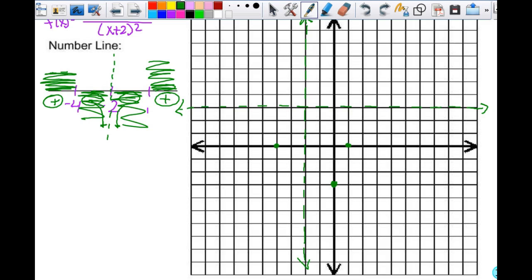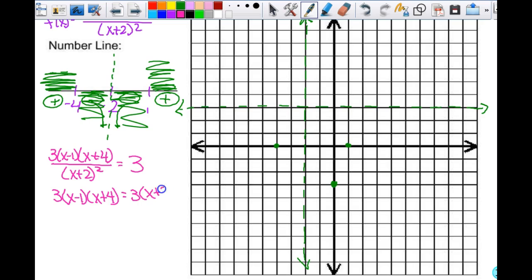All right. So we're going to set this expression from my function, 3 times (x minus 1) times (x plus 4) over (x plus 2) squared, equal to the asymptote, which is what? y equals 3, but what do I put over here? 3, just 3. So to solve this, I'm going to multiply both sides by (x plus 2) squared, so that's 3 times (x minus 1) times (x plus 4) equals 3 times (x plus 2) squared.